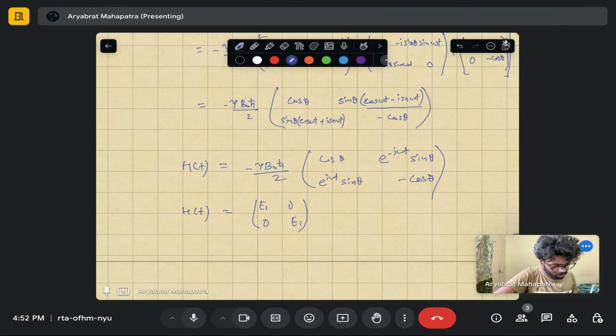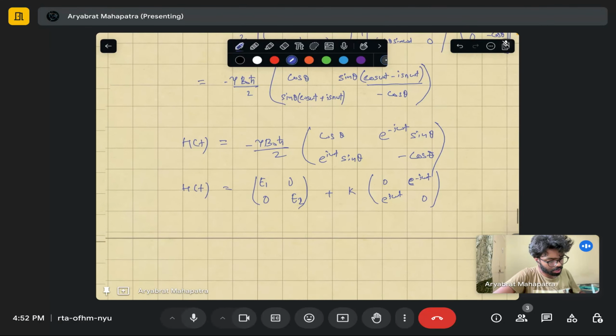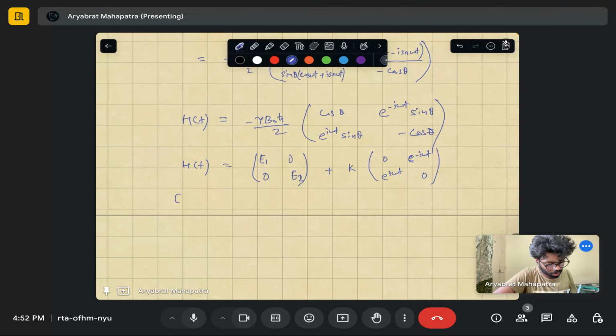This is e2. So plus some vector k minus i omega t, equals 0. So that is what, where e1 is equal to minus gamma B naught h bar by 2 cos theta, and your e1 is negative of e2, or basically e2 is negative of e1.